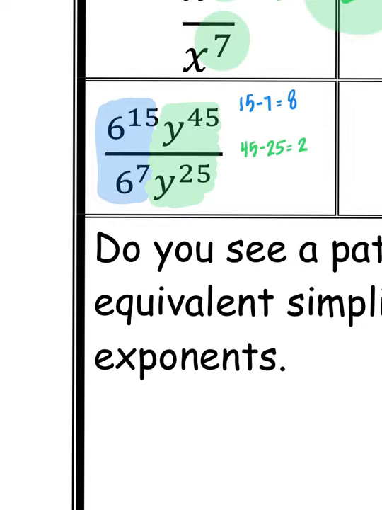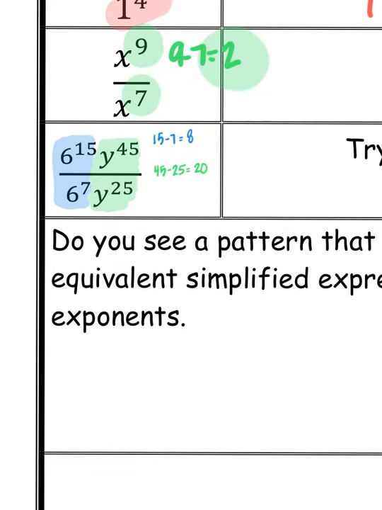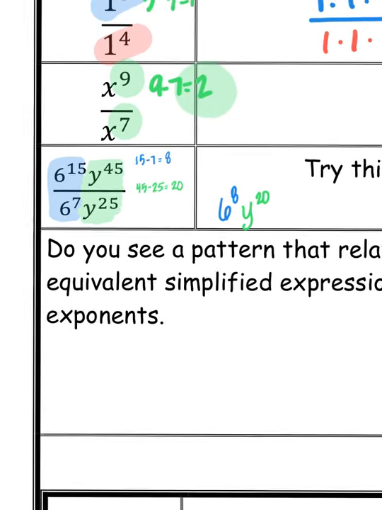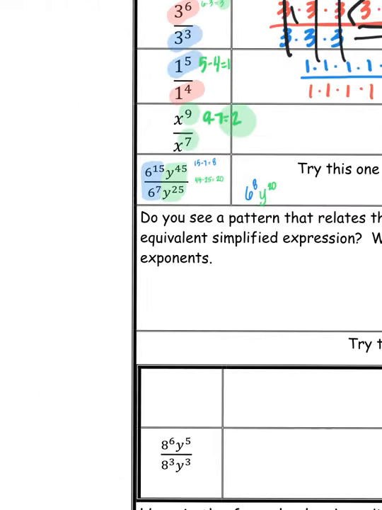which is 20. Okay, so now what we're going to do is rewrite it, and I'm just going to do it right next to it. So I have 6 to the 8th y to the 20th, and that's your answer. So if I said simplify this, or if I said put this in standard form, you would put into your calculator 6 to the 8th and get a big long number, and y to the 20th.